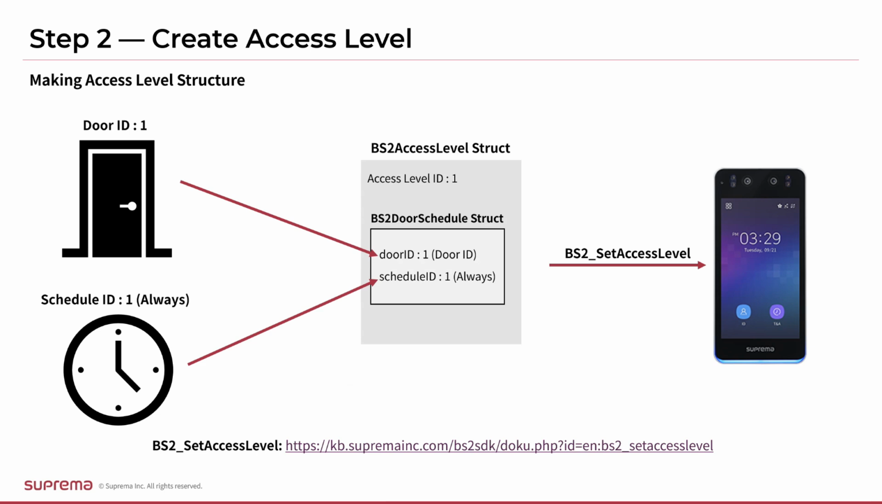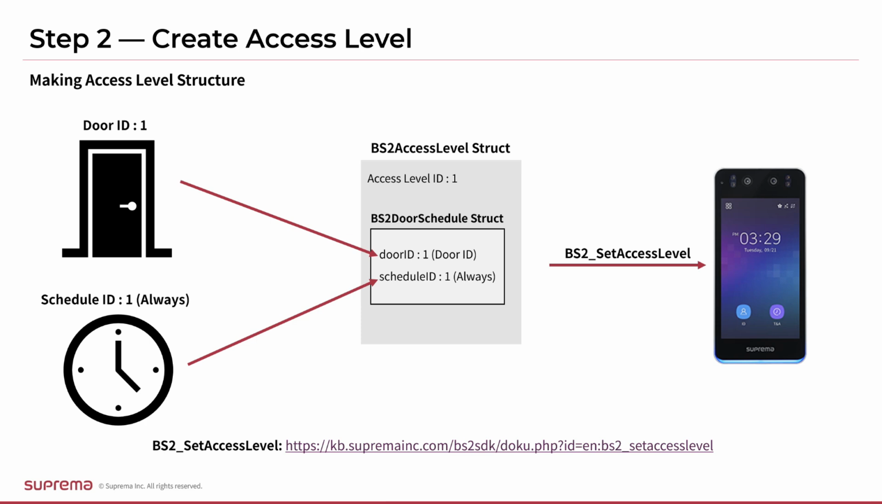Now we move on to step 2, creating an access level. This is where doors are paired with schedules. On the left, we have door ID 1 and schedule ID 1, which means always. These are combined into a bs2 access level struct. Inside, you can see a bs2 door schedule struct, which ties a door ID and a schedule ID together.